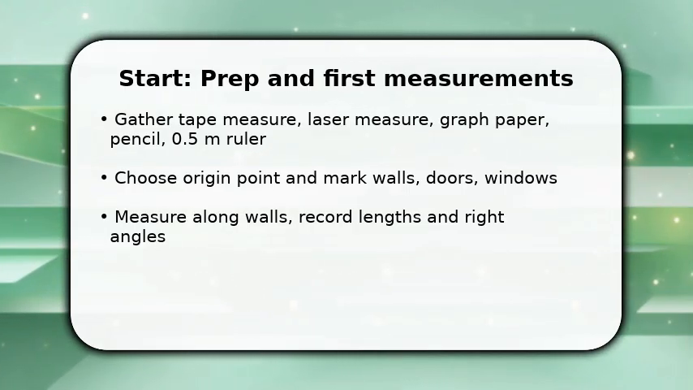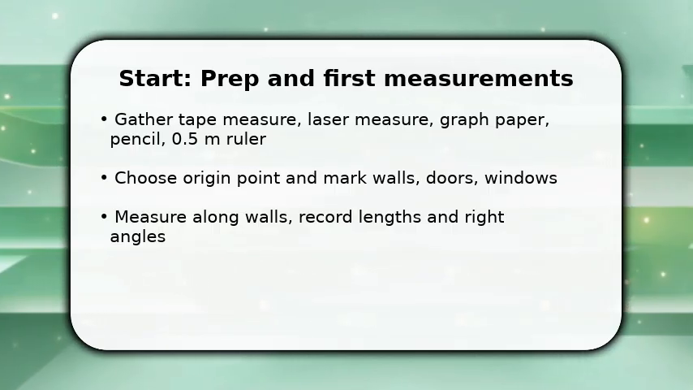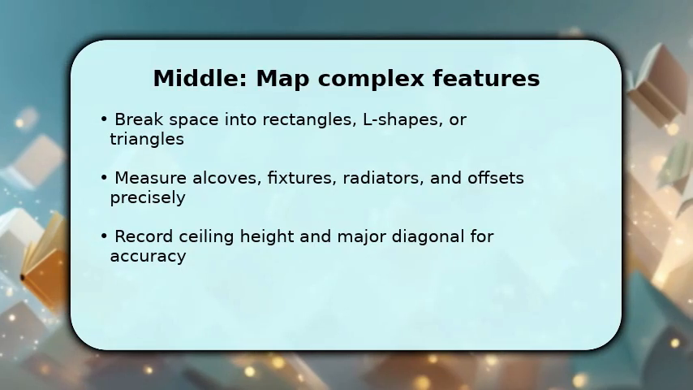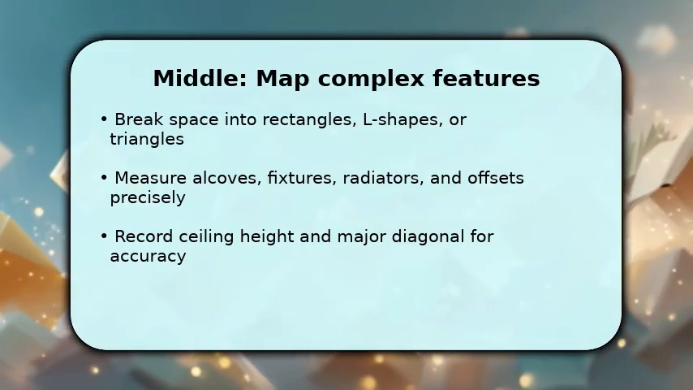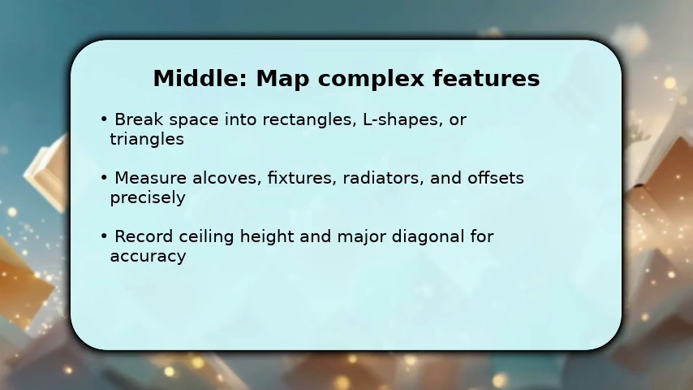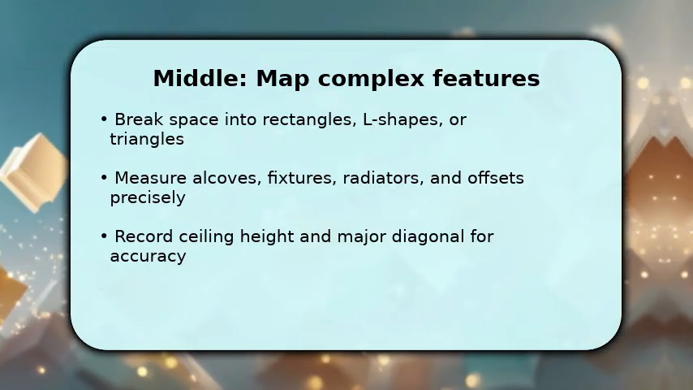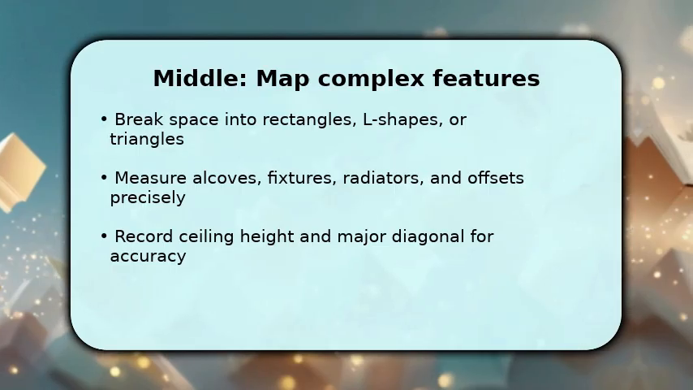Make sure to note whether corners are square or skewed, because that changes how you draw adjoining lines later. You now tackle irregular parts by breaking the floor plan into simple shapes and measuring each segment individually. For an L shape, measure the two rectangles separately and note the shared wall length.